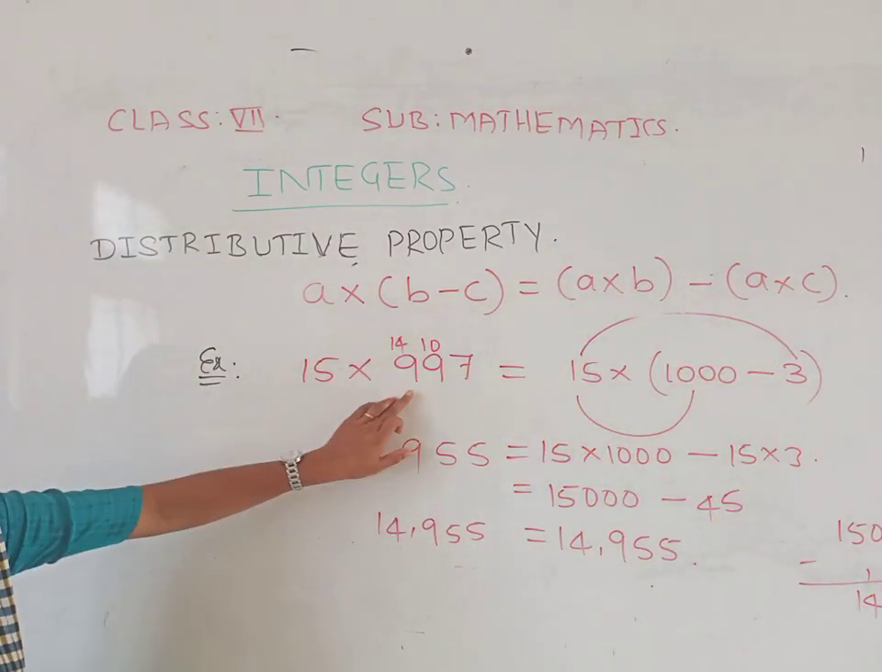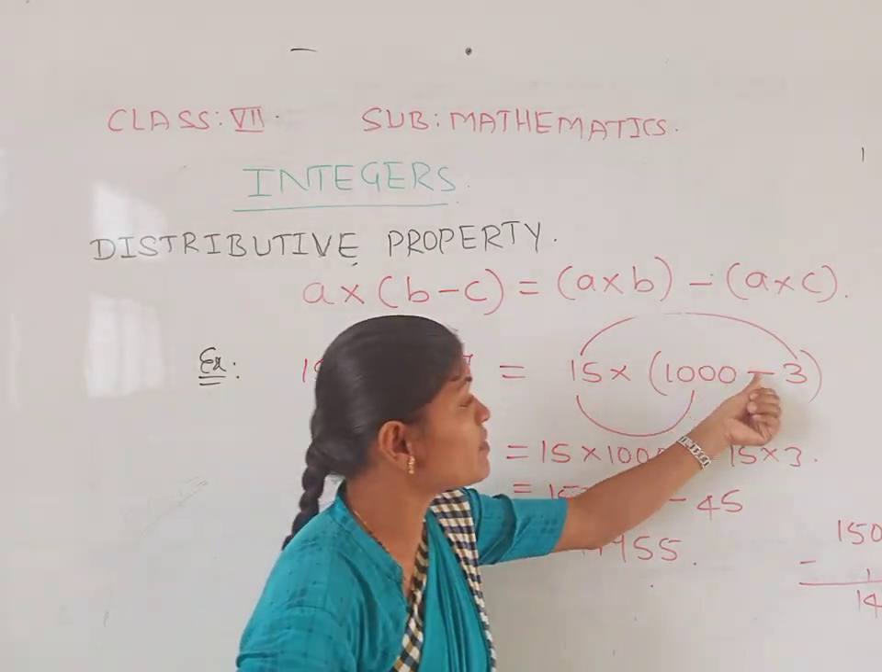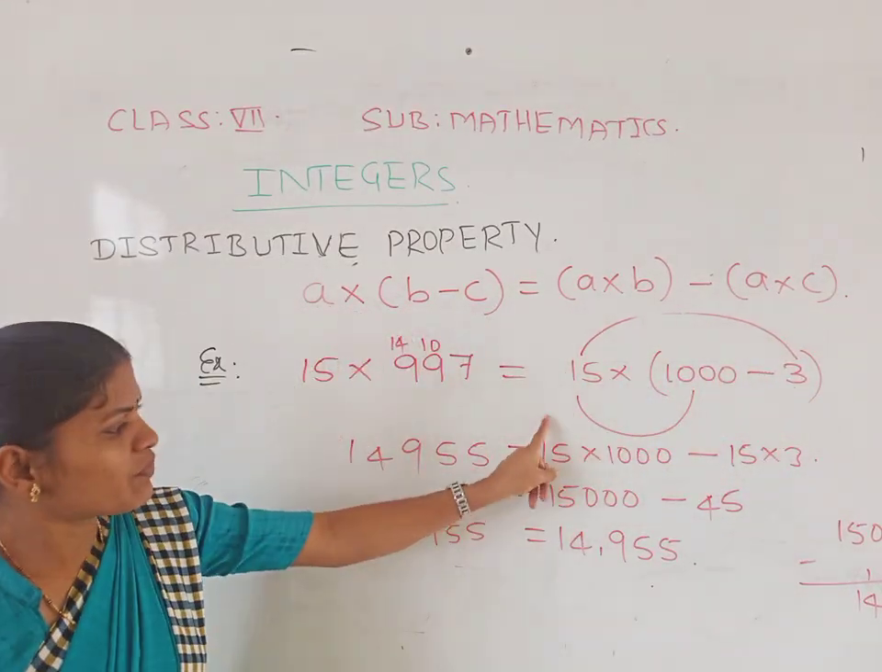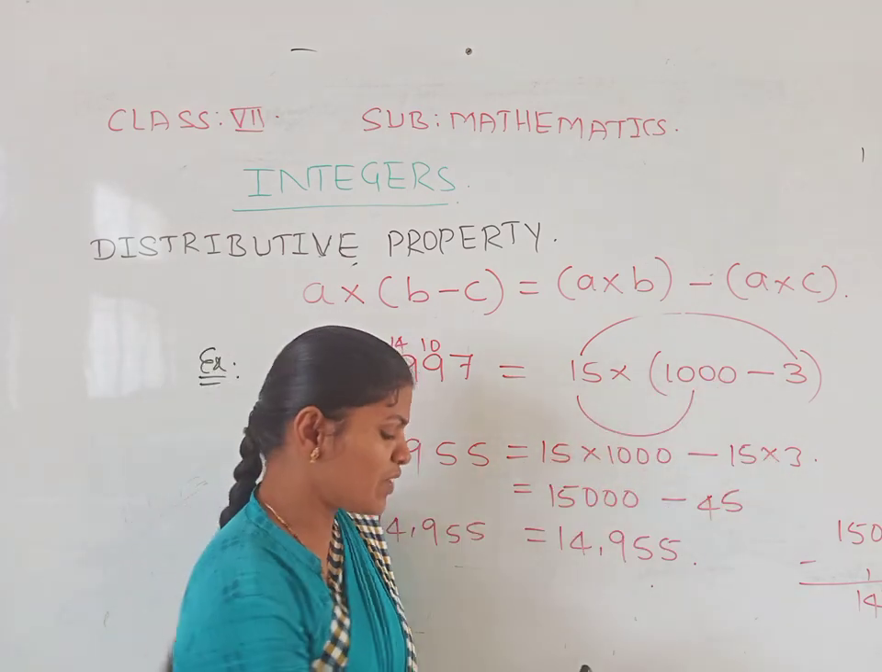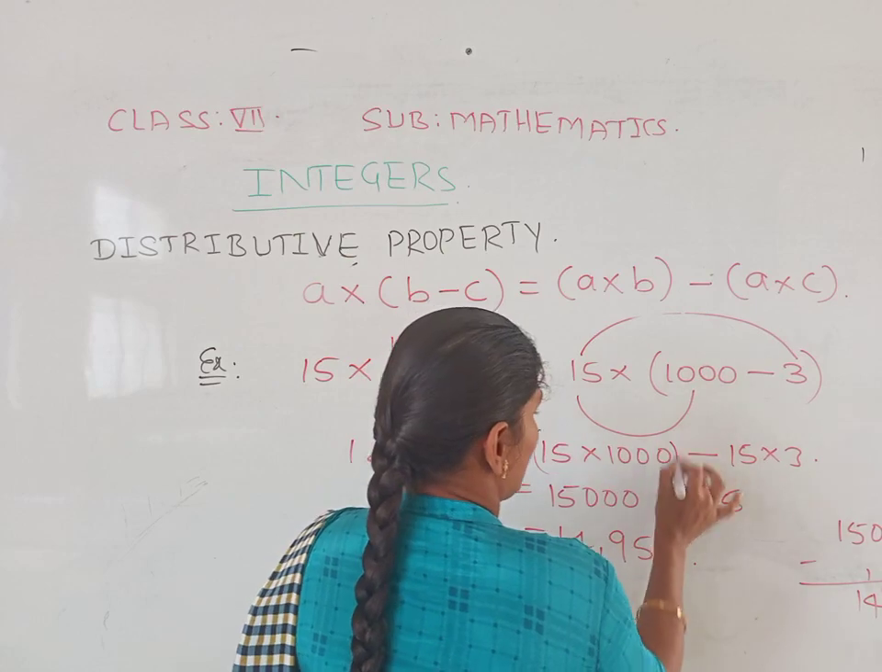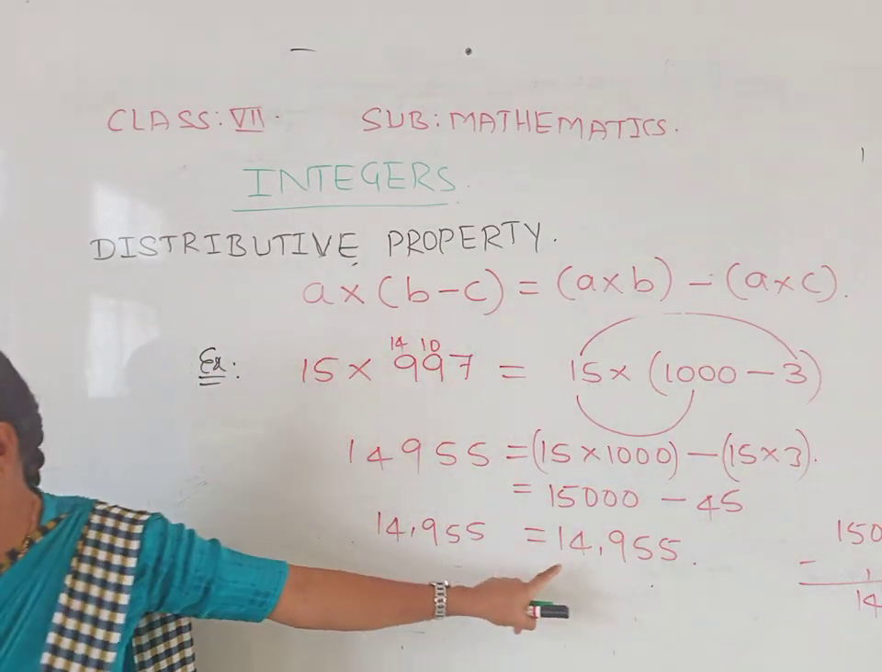Same here, we have done 997. We have split it as b minus c, meaning 1000 minus 3. Here, 15 into 1000 minus 15 into 3. We will multiply here, then in this first product we will subtract the second one. We will get the answer.